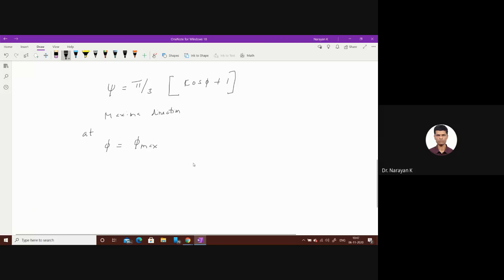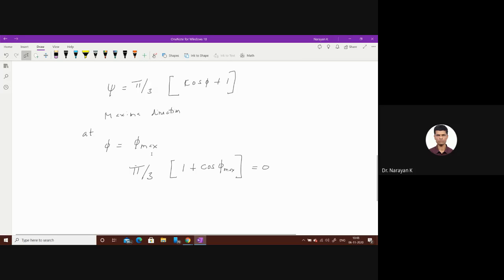Okay, now we'll discuss this later. Quickly write down since we are a little short of time. So what I should do is I equate this pi by 3 (1 plus cos phi max) to 0.